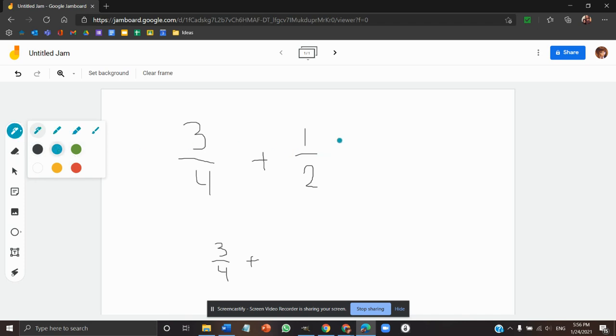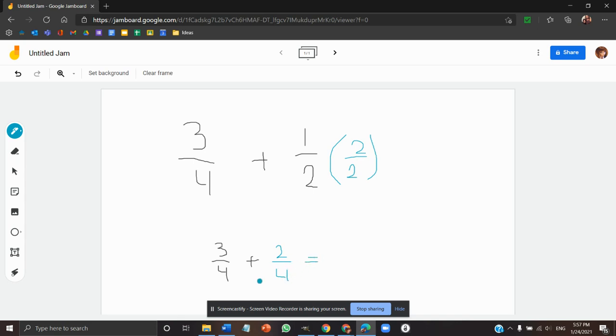And how do I do that? Well, I have to find the multiples that will give me 4. And I know that 2 times 2 is 4. Therefore, I'm going to multiply this by 2/2. So 1 times 2 is 2, and 2 times 2 is 4.